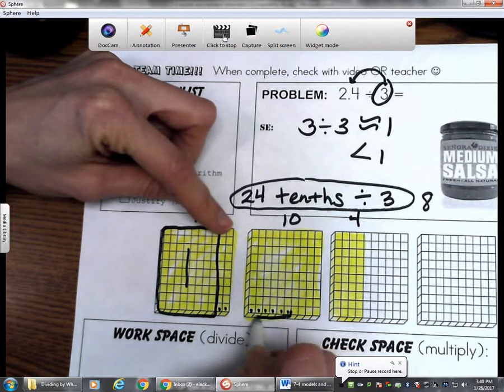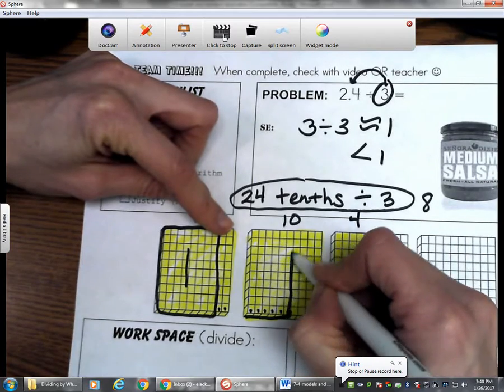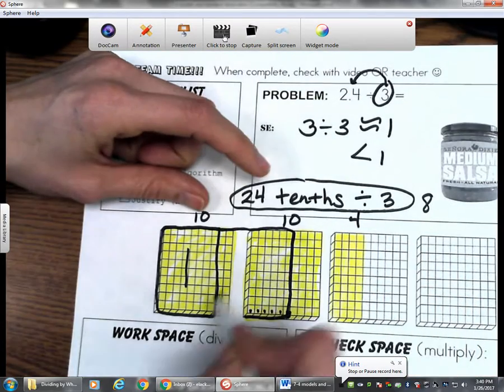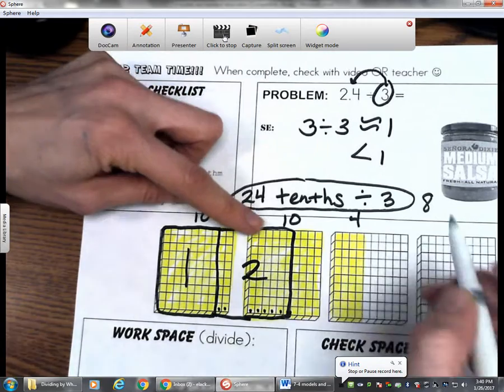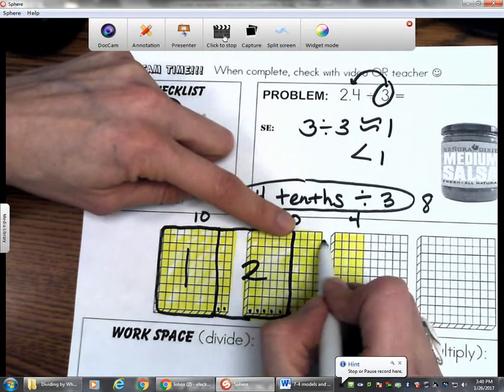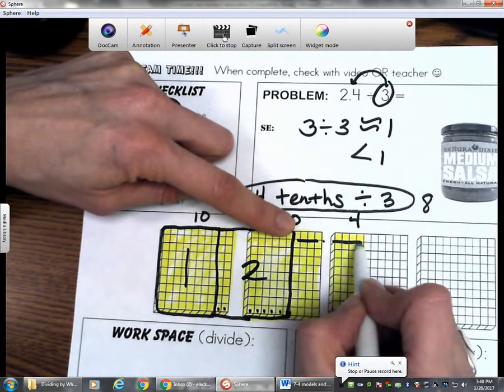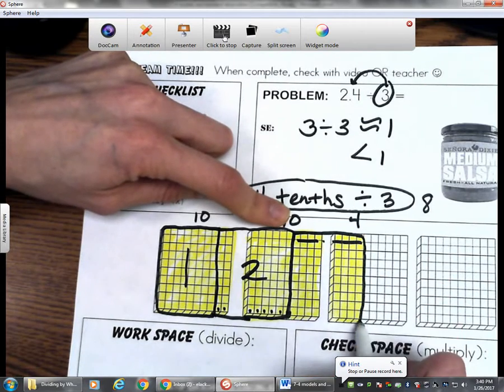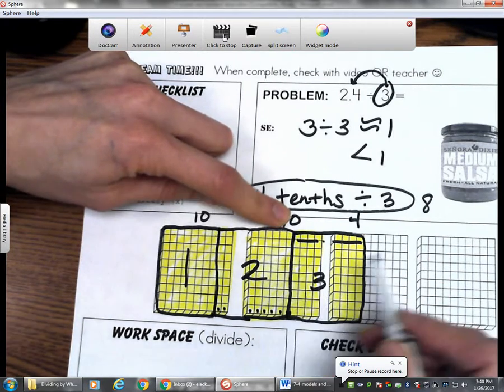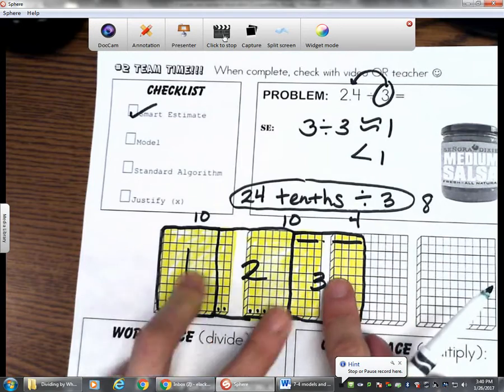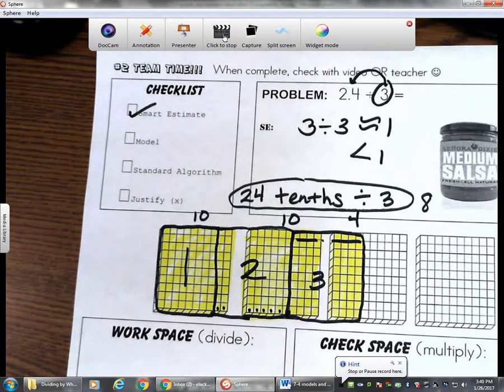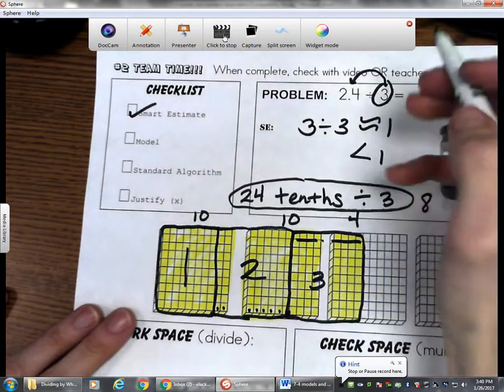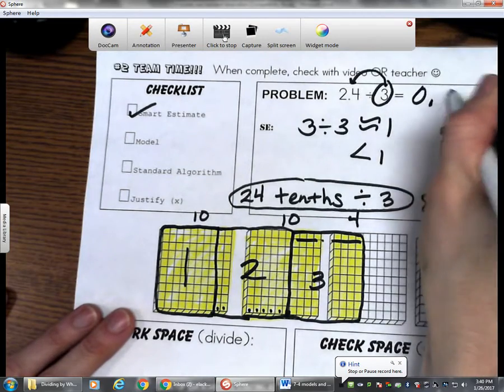So be careful doing 8 tenths in the second group. It's okay that it goes over. So this whole thing is group 2. And now this, I have 4 tenths here, and 4 tenths here, and 4 tenths here. This is 8 tenths. So again, I took 2 and 4 tenths, and I split them into 3 equal groups. And each group has 8 tenths.